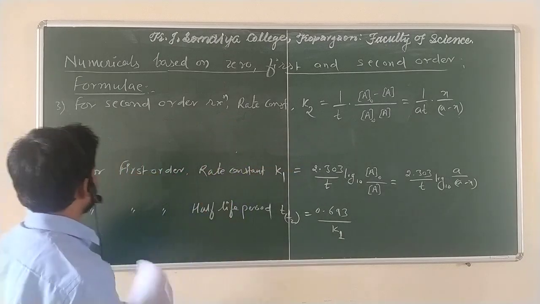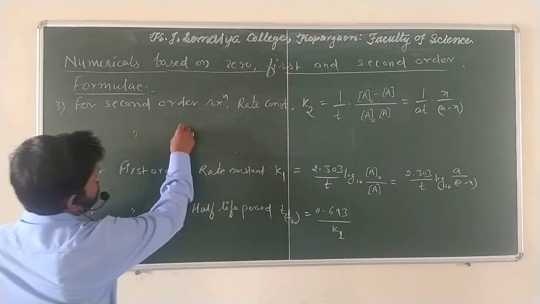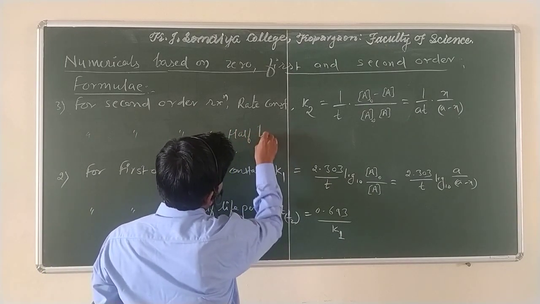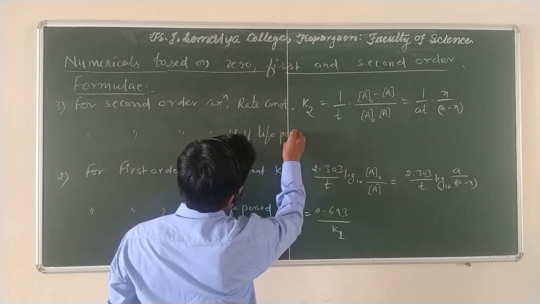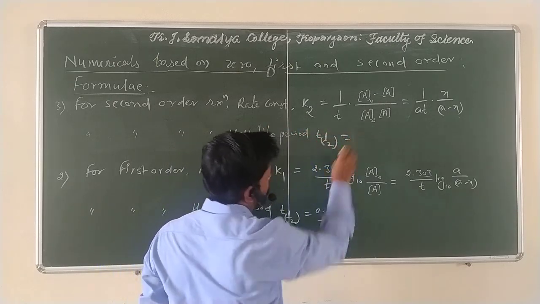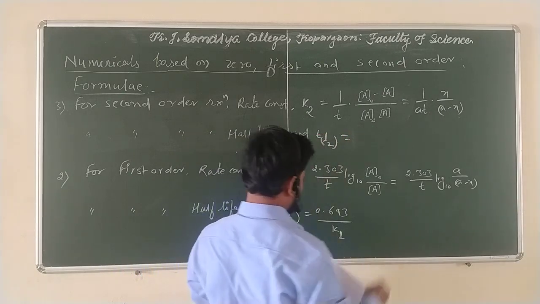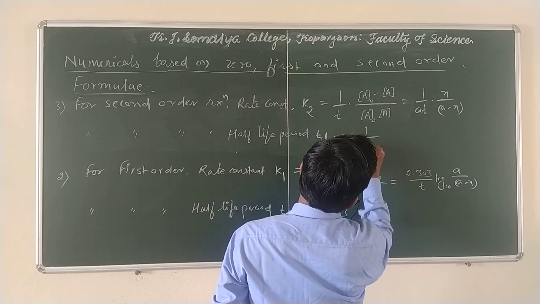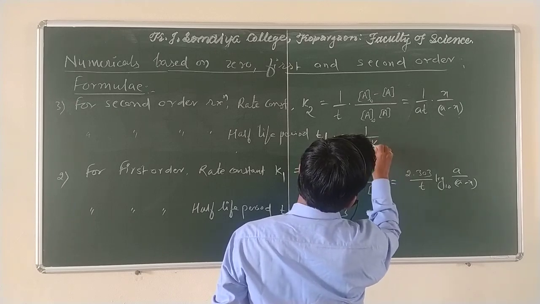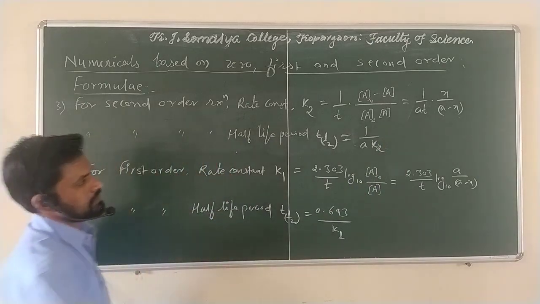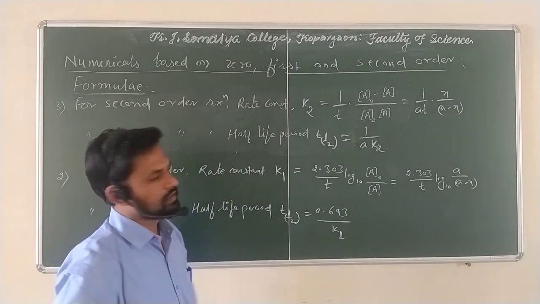Okay. Now, for second order reaction, the half-life period. What is the half-life period? T half is equal to 1 upon A K2, which is inversely proportional to the initial concentration. This is the half-life period for second order reaction.